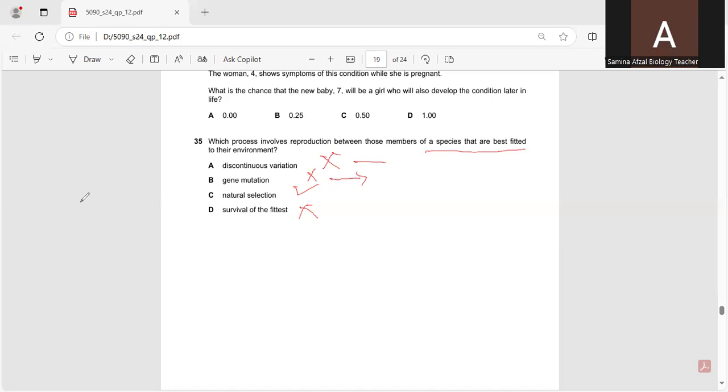nature will select those members of a species which are best fitted to the environment. So natural selection is that process which involves the reproduction between those members of a species that are best fitted to their environment. So nature will select them, and they will transfer their characteristics to the next generation. So they will survive. So C is the correct option. Question number 36.